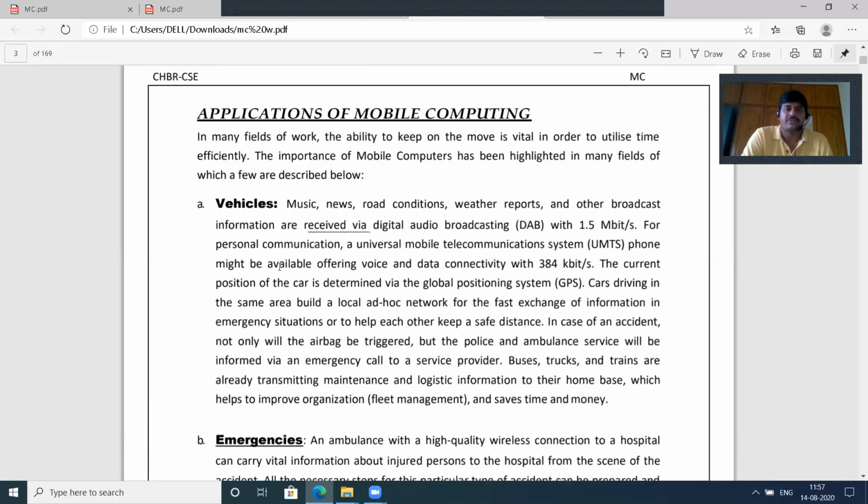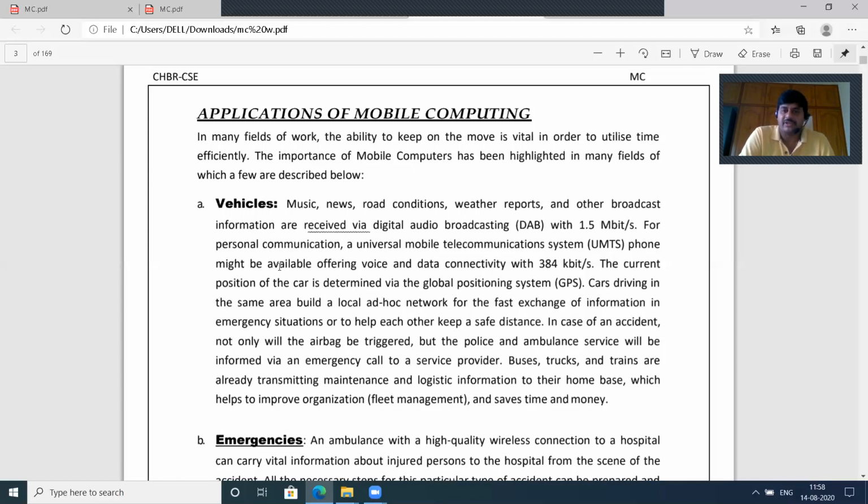Now moving to the next one, applications of mobile computing. In many fields we are using mobile communications. Some of the important cases are described here. Coming to the first application of mobile computing, it is vehicles.